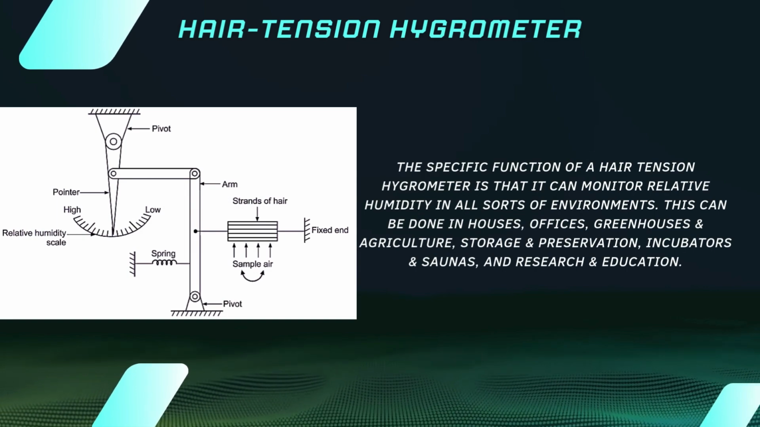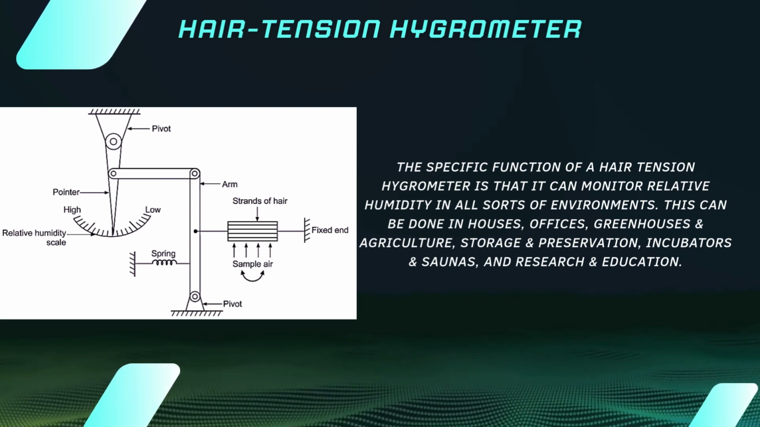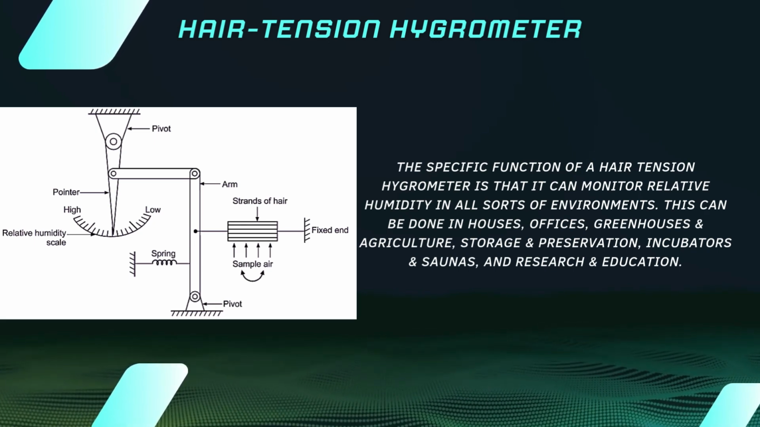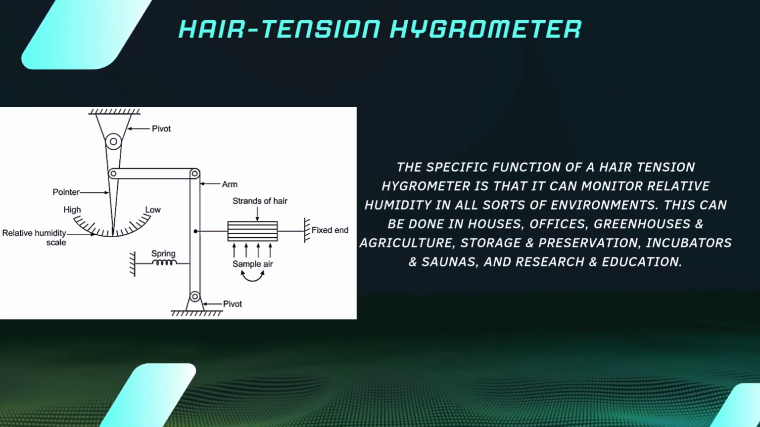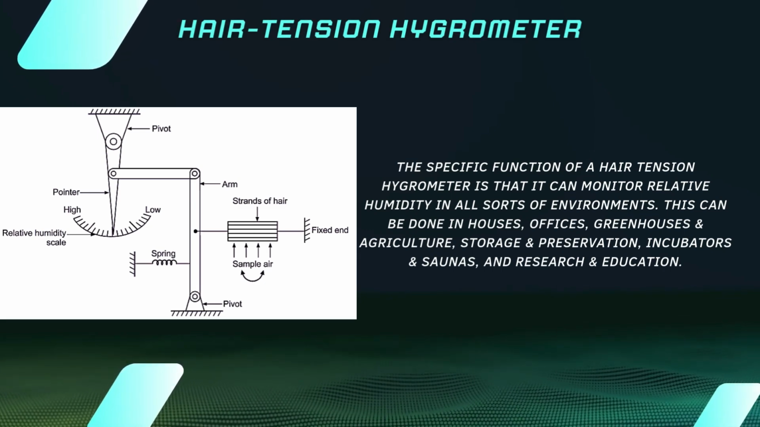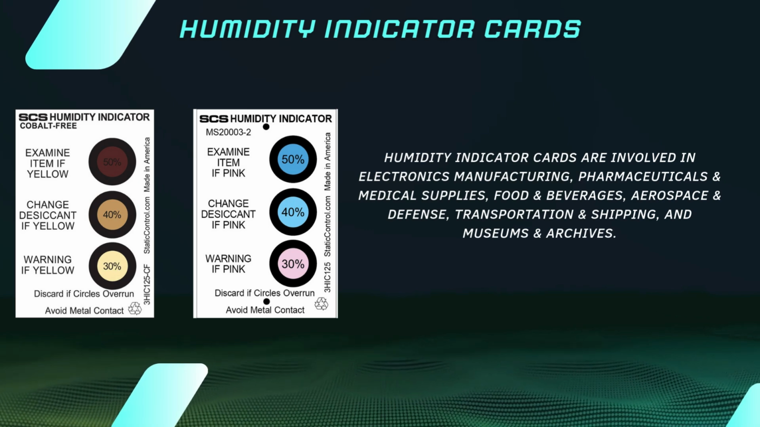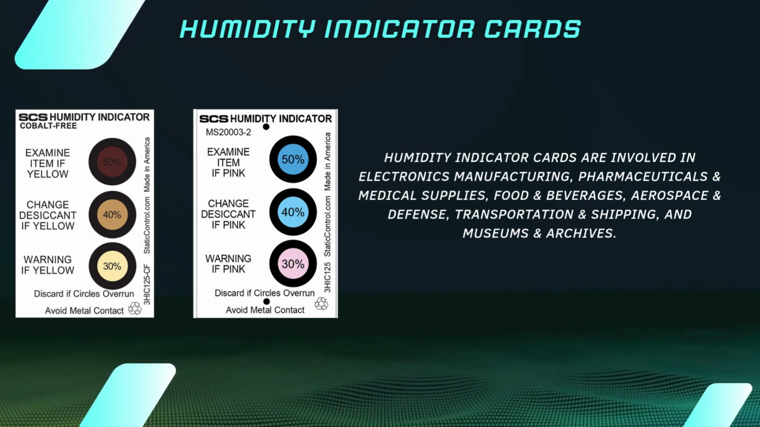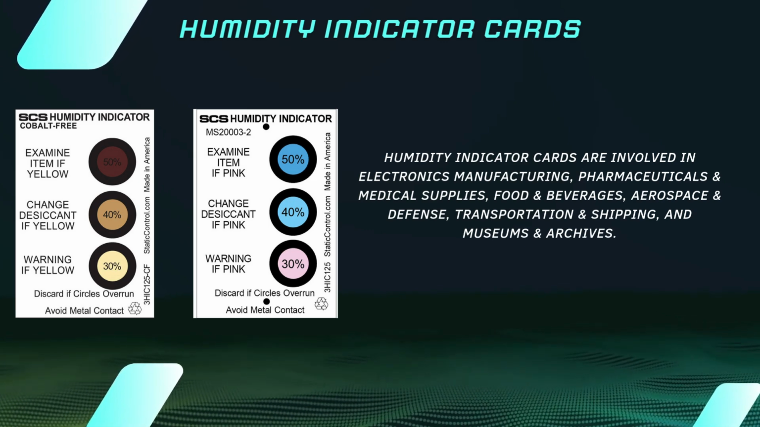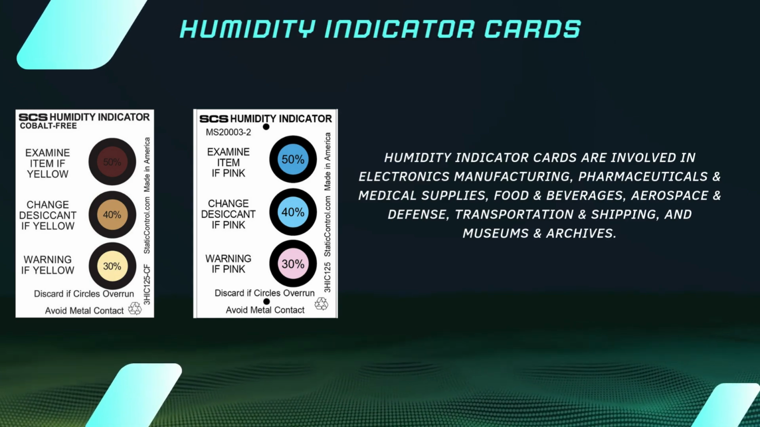The specific function of a hair tension hygrometer is that it can monitor relative humidity in all sorts of environments. This can be done in houses, offices, greenhouses, agriculture, storage and preservation, incubators and saunas, and research and education. Humidity indicator cards are involved in electronics manufacturing, pharmaceuticals and medical supplies, food and beverages, aerospace and defense, transportation and shipping, and museums and archives.